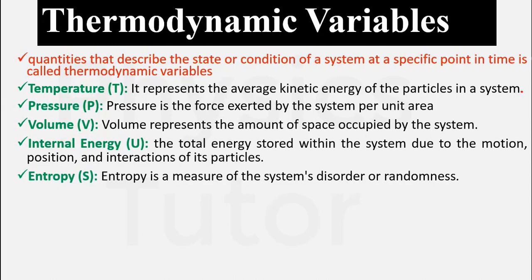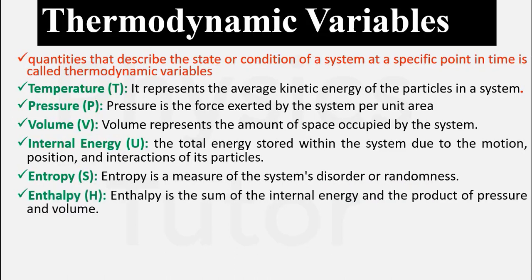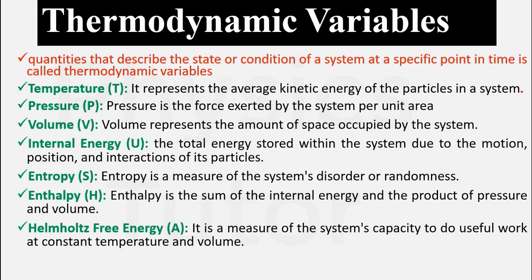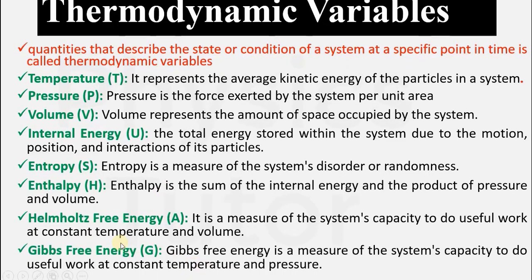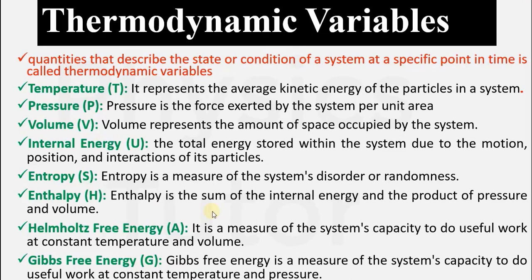There is another variable, entropy, and we know entropy is the disorder and randomness of a system. In simple sense, if we have a system with a large number of particles in it, and with the increase of temperature their random motion also increases, that shows the entropy of the system. In the same sense, enthalpy, Helmholtz free energy and Gibbs free energy are also variables that tell us about different thermodynamic aspects. We will study these thermodynamic variables in a further lecture.